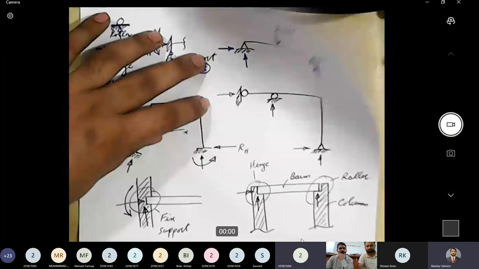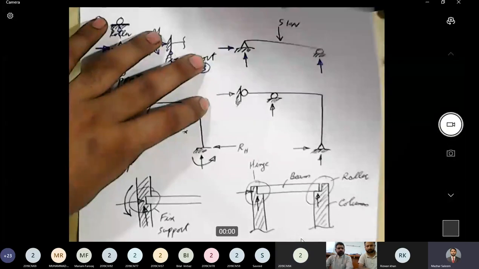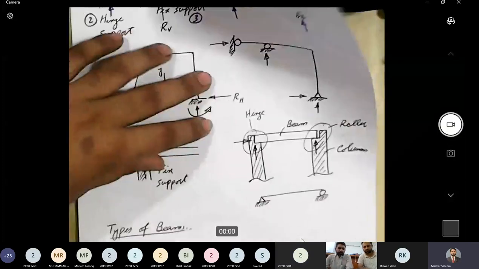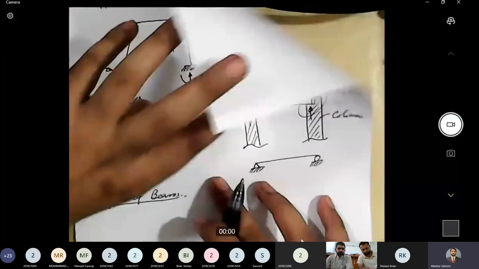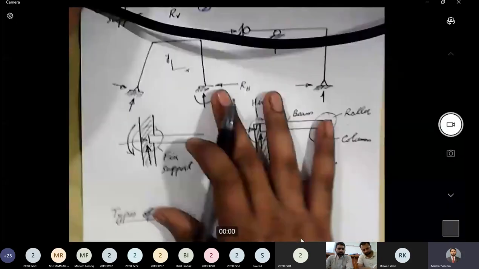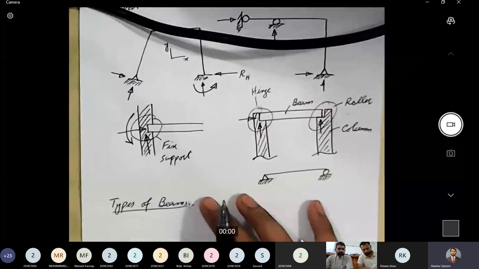Okay, all right. So now let's move to types of beams. These types of beams are with respect to supporting surfaces or end conditions. We use the term end condition. These are the types of beams with respect to end conditions.